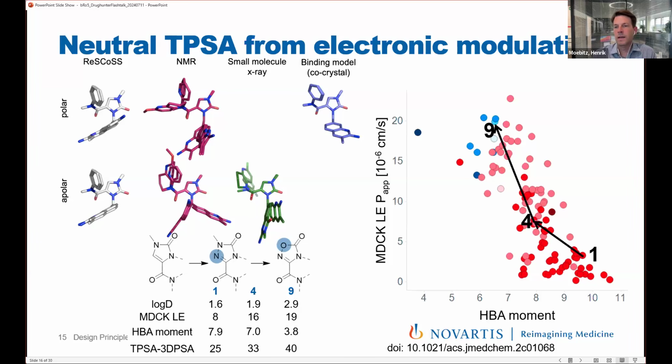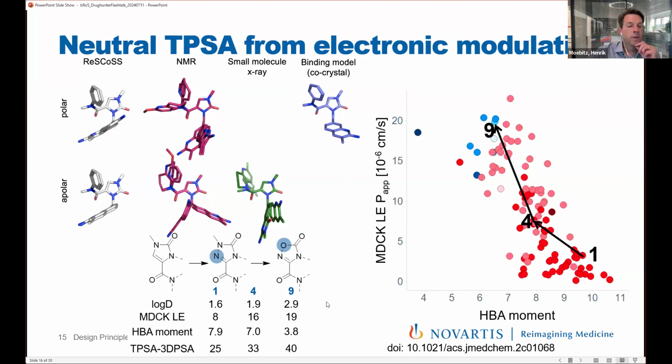And it also highlights the fact that we need to better differentiate polarity as an input and logP as an output of the molecule. And this, in a way, is what TPSA minus 3D PSA does. It adds in both the expectation, so the amount of polarity and polar atoms you put in, and the resulting polarity of the whole molecule into one number.